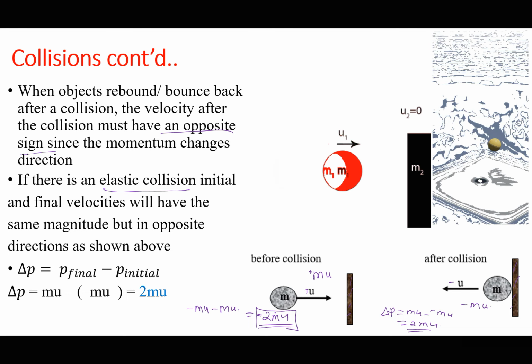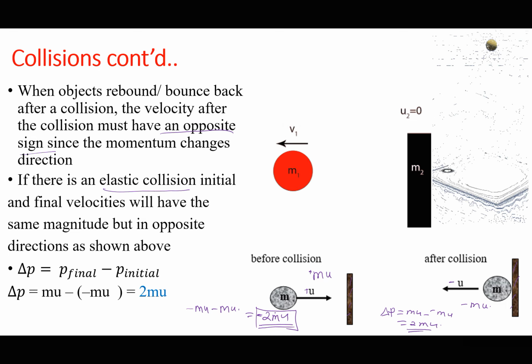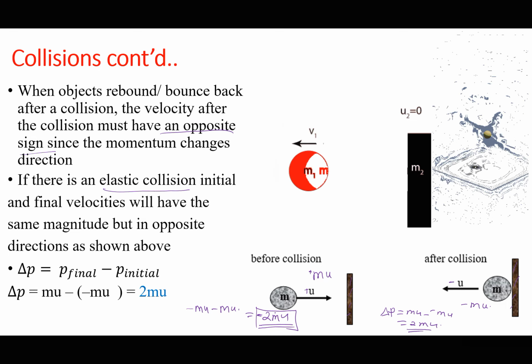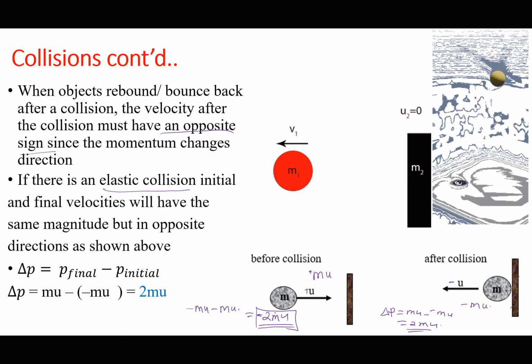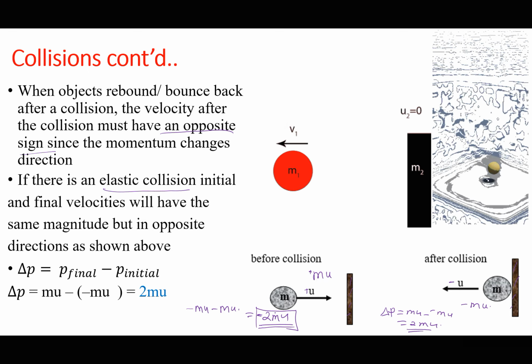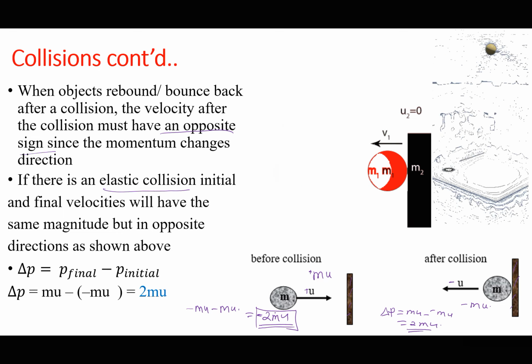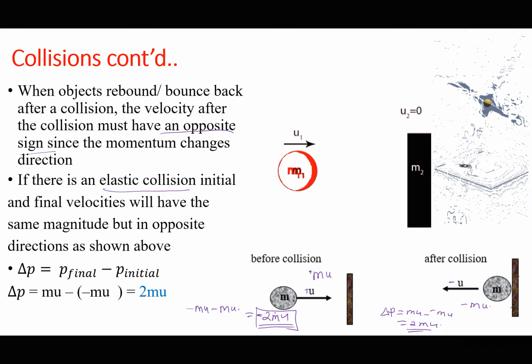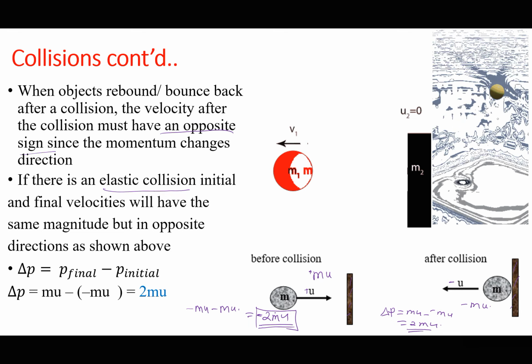I hope we understand this, especially when it comes to calculations many times. Whenever a body bounces, rebounds, or recoils, it means the velocity after that recoil, after that rebound, after that bounce must have an opposite sign. And if you're finding a change, remember to add the opposite sign.